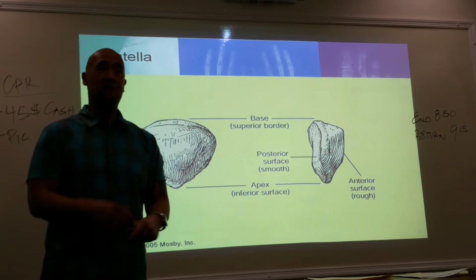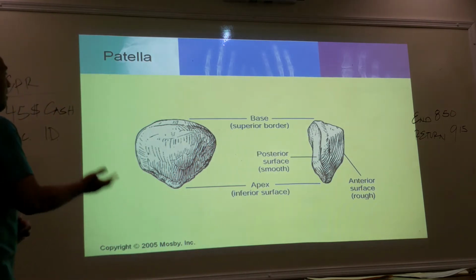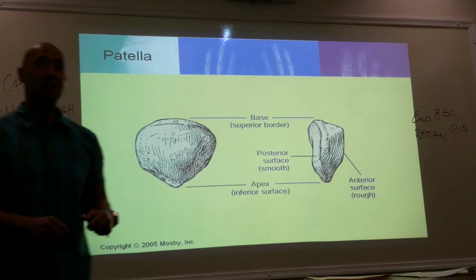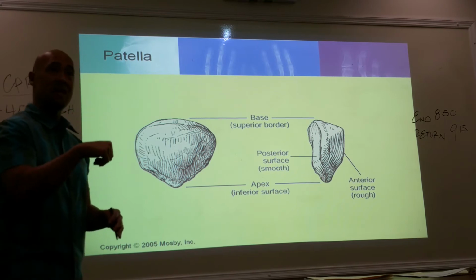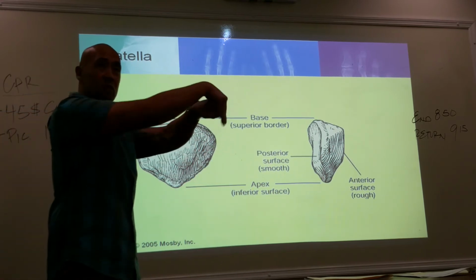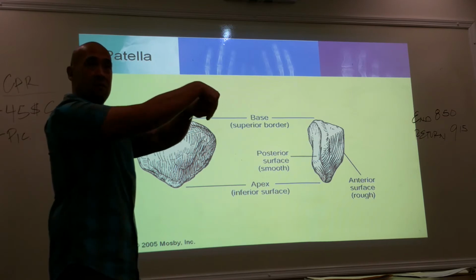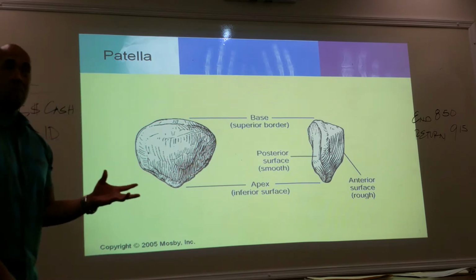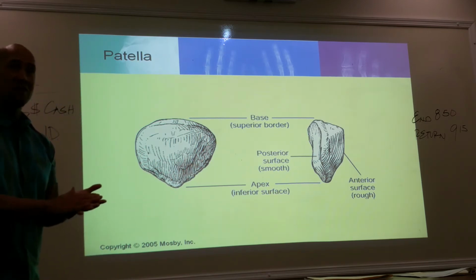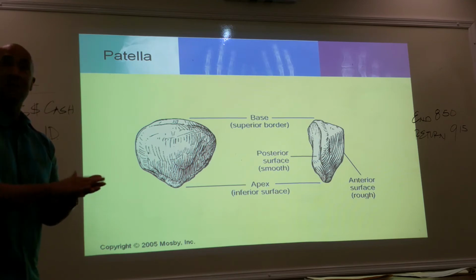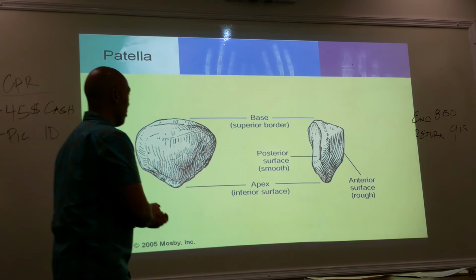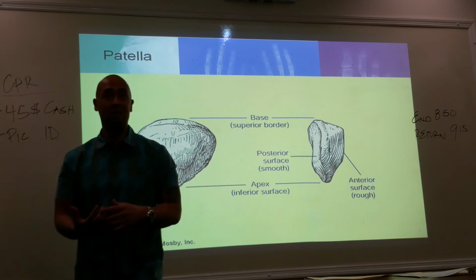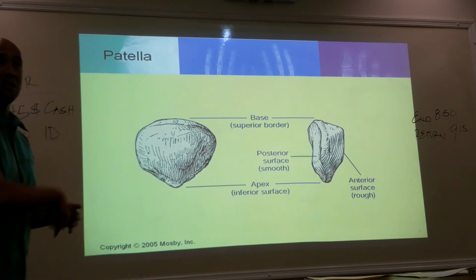You have two surfaces: an anterior surface and a posterior surface. The posterior surface is going to be smooth. It needs to be smooth because with your leg extending and bending, there shouldn't be any friction between the patella and the femur. Now the front is going to be rough. Anytime you have a rough surface, what are we thinking about? Attachment. This is where one of the ligaments is going to attach to the patella, and then remember that tibial tuberosity? The other end is going to attach to the tibia.